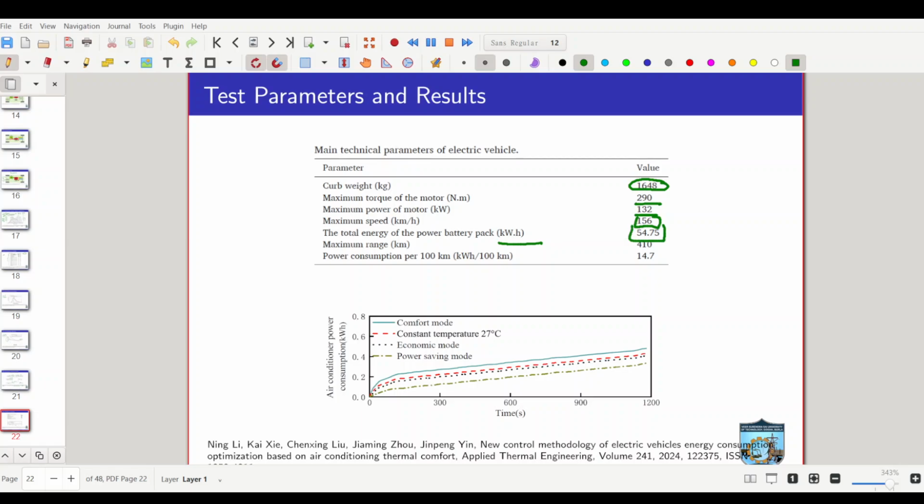So the popular models that we have in India have about 40 kilowatt hour battery packs, whereas this test vehicle has a 55 kilowatt hour battery pack. Maximum range in this case is 410 kilometers for this battery pack. Power consumption per 100 kilometer is 14.7 units. Again, putting this in context, whatever we have calculated, 13 to 16 kilowatt hour per 100 kilometer for the vehicles on Indian roads.